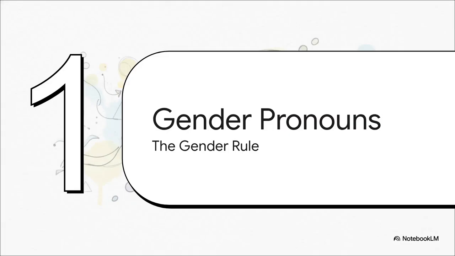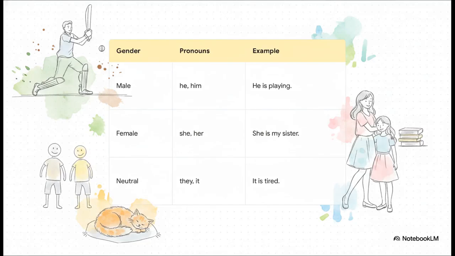All right, we made it to the final boss level. Level 4, male, female, and neutral. The gender role. Let's master these final categories together. First, the male pronouns. He, him, his. Like, he is playing cricket. We all know the absolute thrill of watching someone smash a massive sixer on the pitch. Then we have female pronouns. She, her, hers. For example, she is my sister.